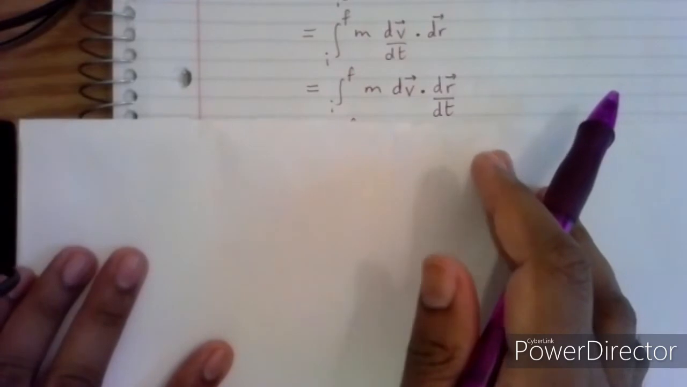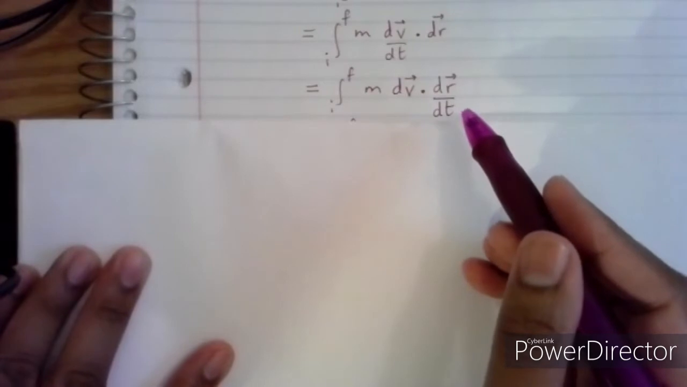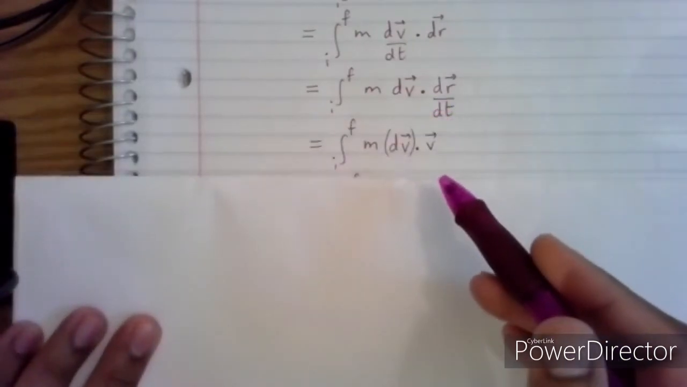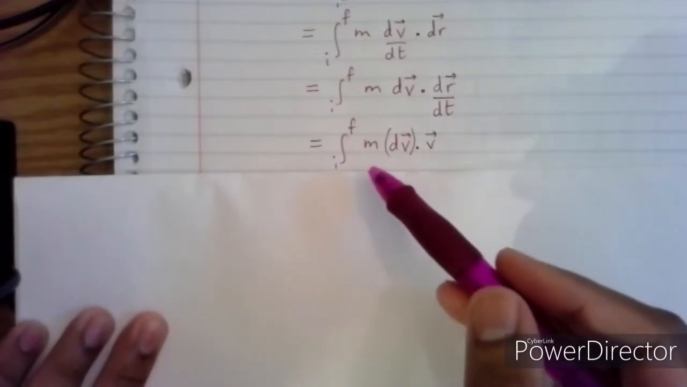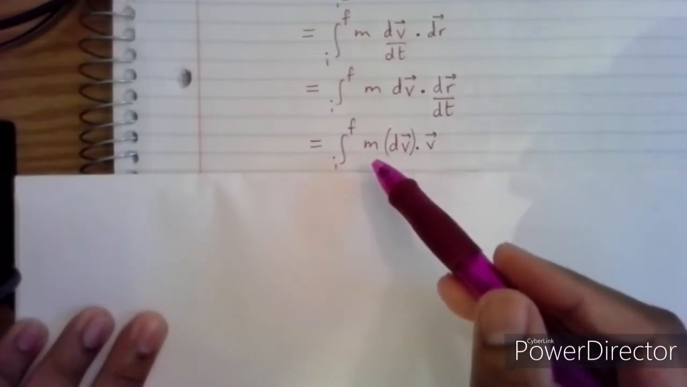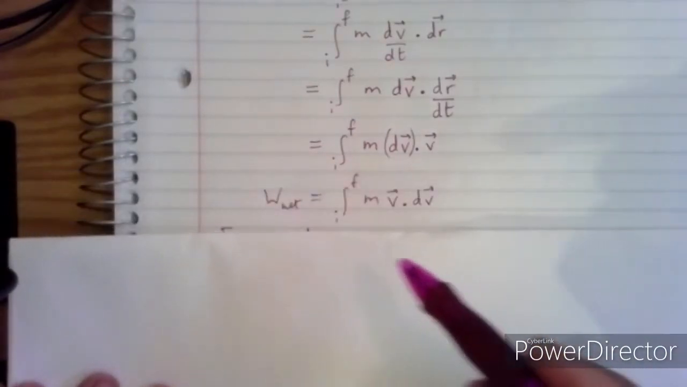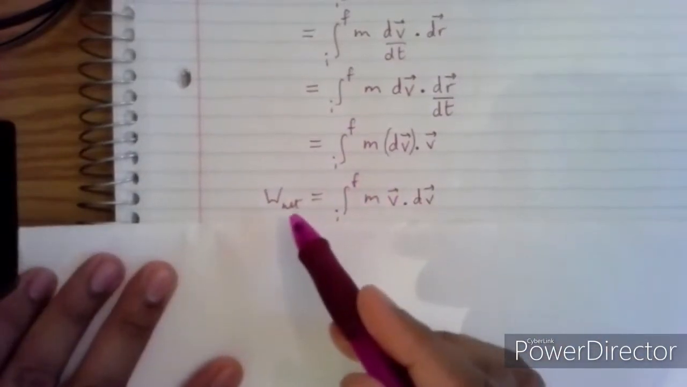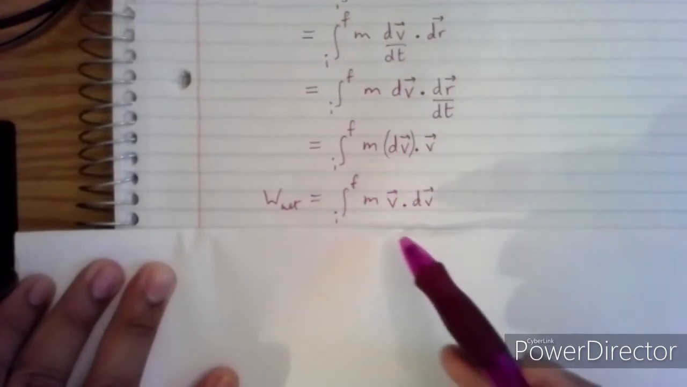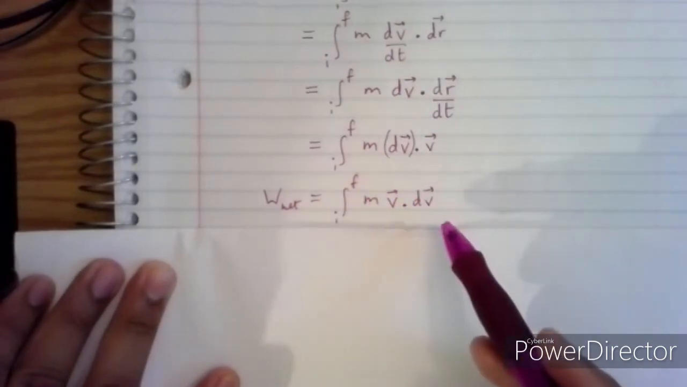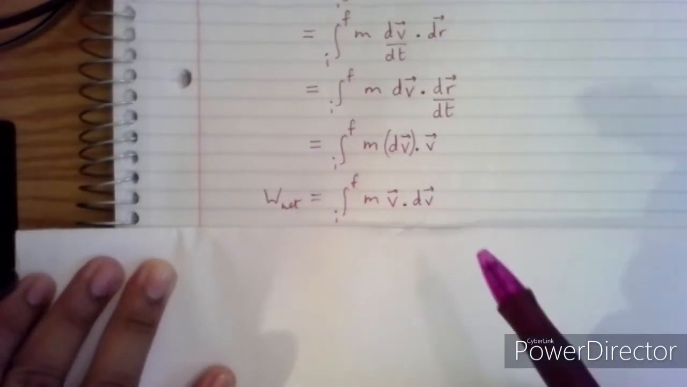However, what is dr over dt? Well, this is simply the rate of change of position, but that's velocity. So we have converted our integral into the integral of m times dv dot v. So to summarize, we have shown that the net work is the integral from some initial configuration to some final configuration of mv dot dv. The switch here is because a dot b is the same as b dot a.